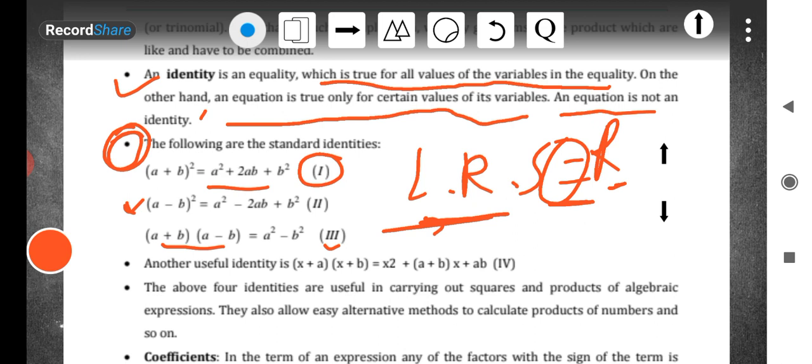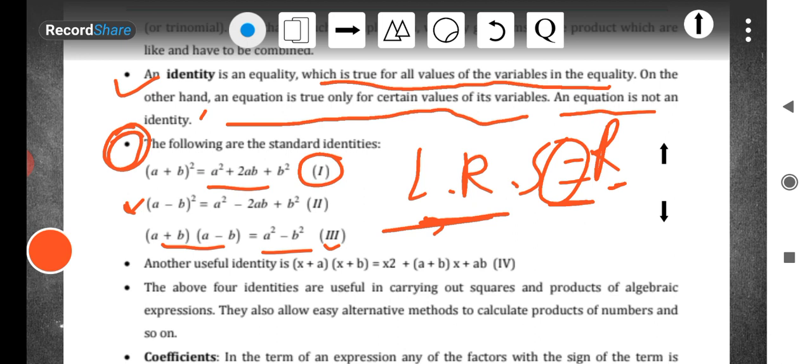Now the third one is (a plus b) and (a minus b), meaning both variables. How many variables are there? Two variables, a and b. One time it is a plus b and one time it is a minus b. That means it will be equal to a square minus b square. You have to learn all these identities by heart.